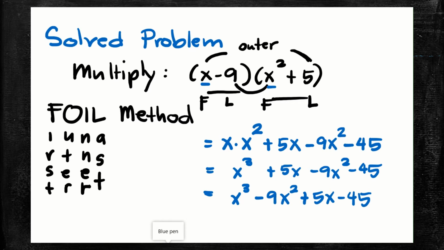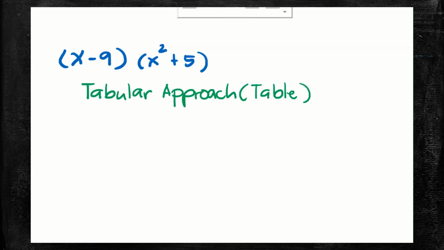Now you might be asking, is there another way on how we can get the product of two binomial expressions? Okay, so we can always get the product by using the tabular approach. So let me show you the tabular approach using the same example. If you want another technique, we use the tabular approach or the table approach.